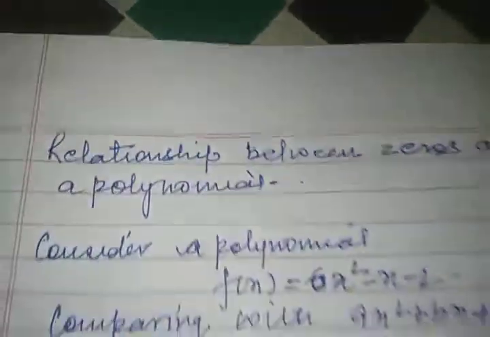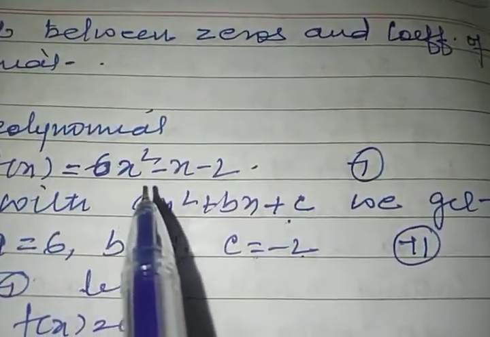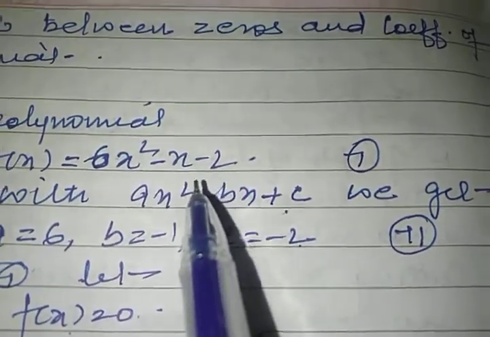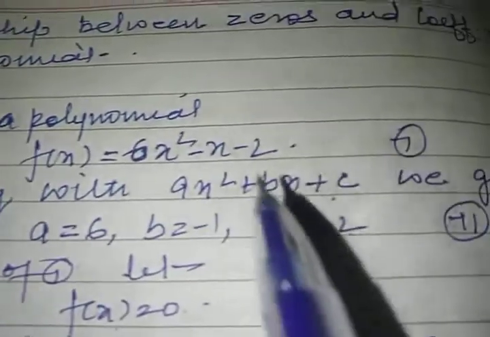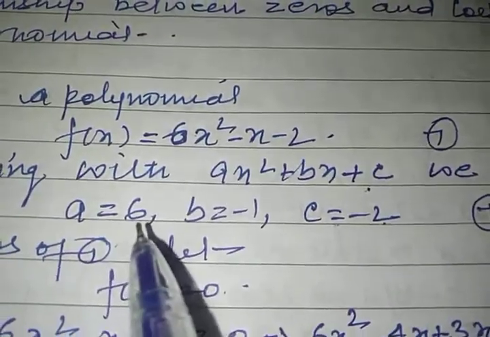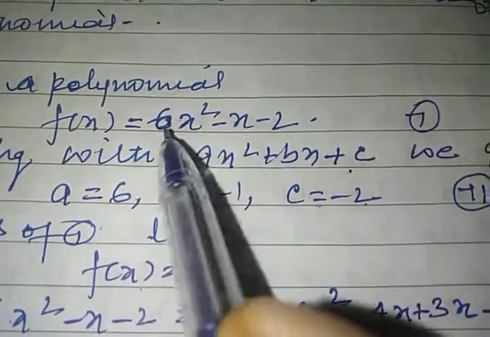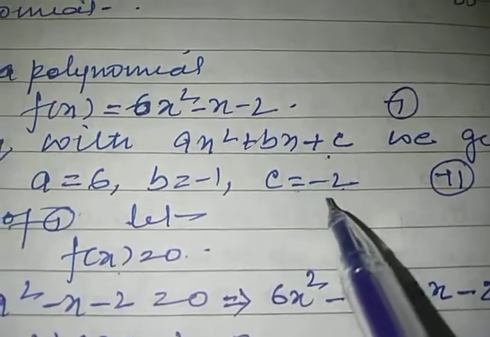Okay, so the relation between zeros and coefficients of a polynomial. Now consider the polynomial f(x) = 6x² − x − 2. We want to get the zeros of the polynomial. Comparing with ax² + bx + c, the value of a is 6, the coefficient of x² ; the coefficient of x is −1, and the constant term is −2.